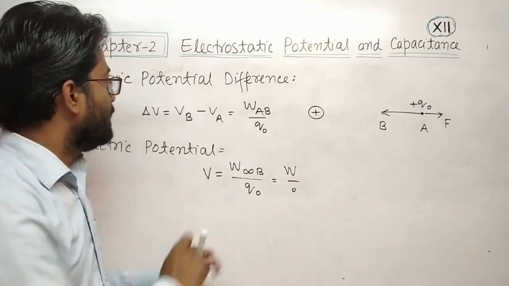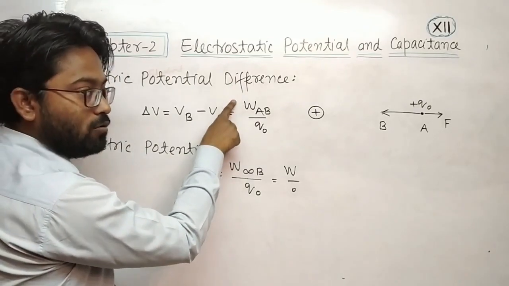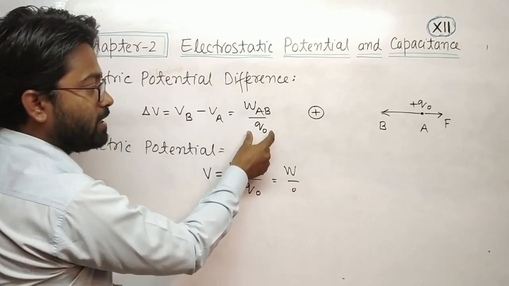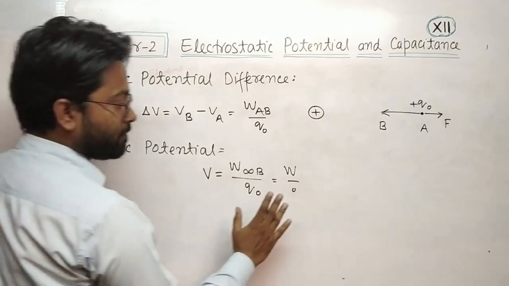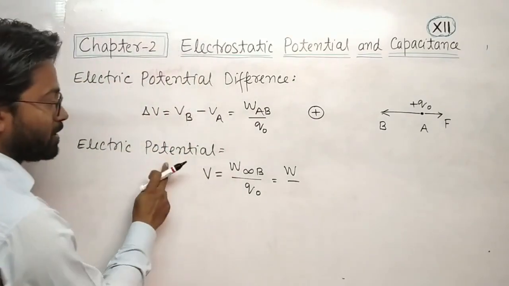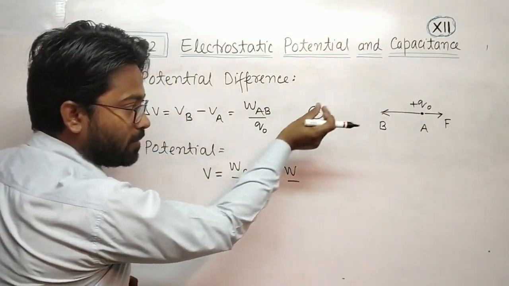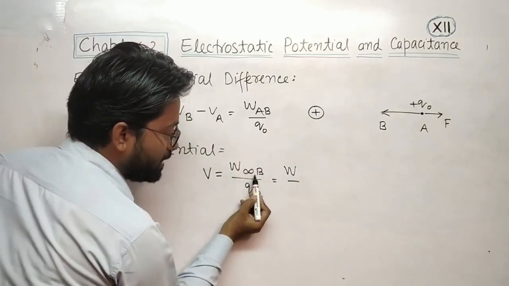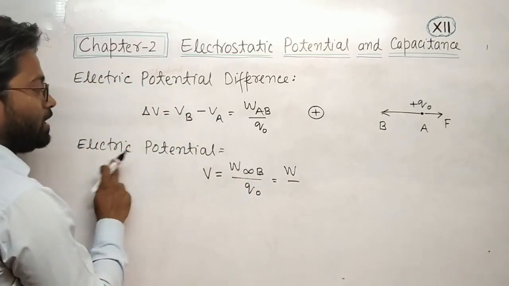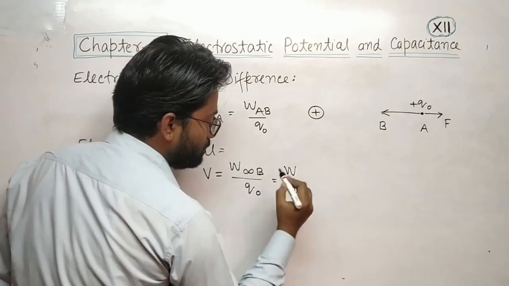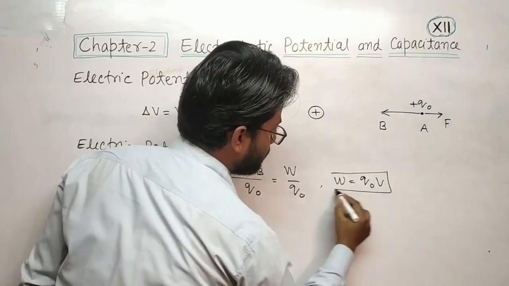The definition of electric potential difference is the amount of work done from point A to B per unit test charge. Electric potential is the amount of work done to carry a charge from infinity to a particular point, let us say it is B, per unit test charge. Or we can say that W is equal to Q naught into V.